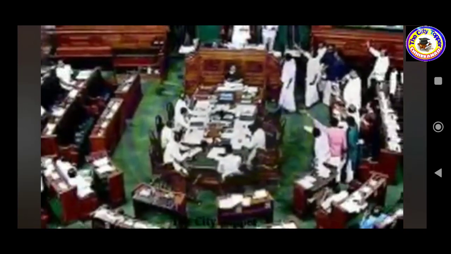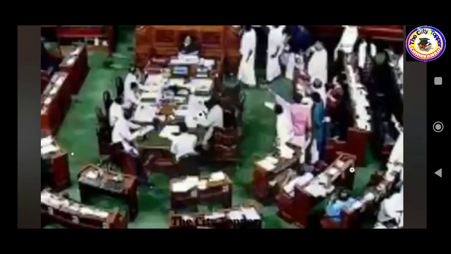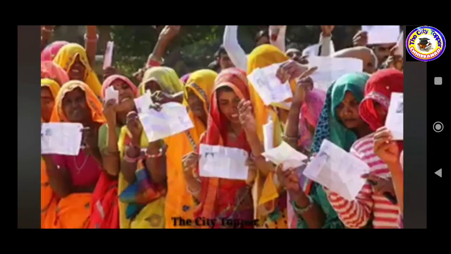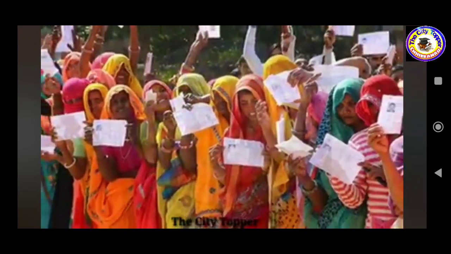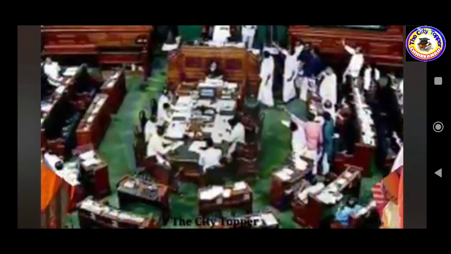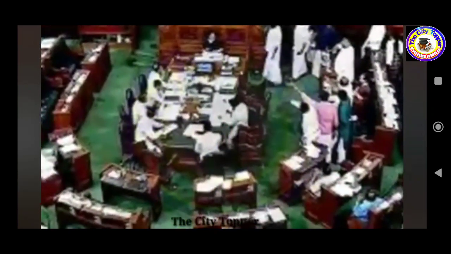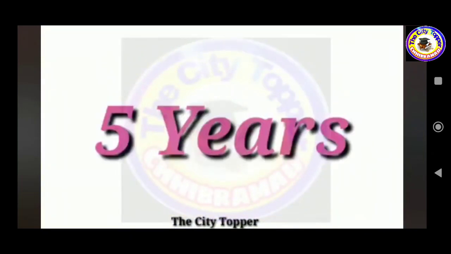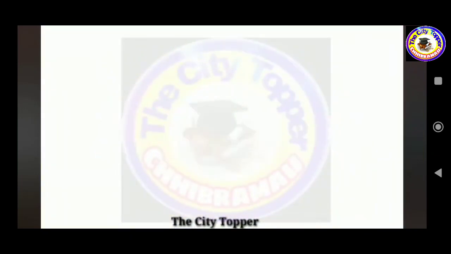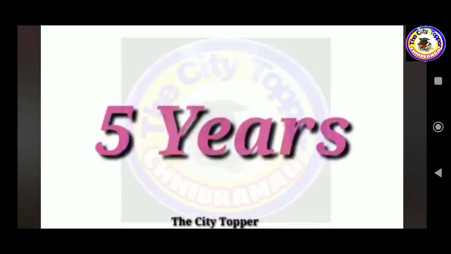Let's continue with the Lok Sabha. The Lok Sabha is the house of the people. The members of the Lok Sabha are directly elected by the people of India. If we talk about the tenure period of Lok Sabha, according to the Constitution of India, the term of Lok Sabha is 5 years.